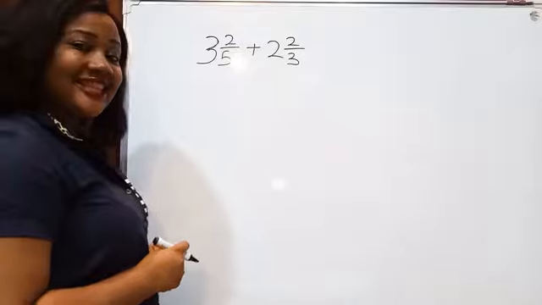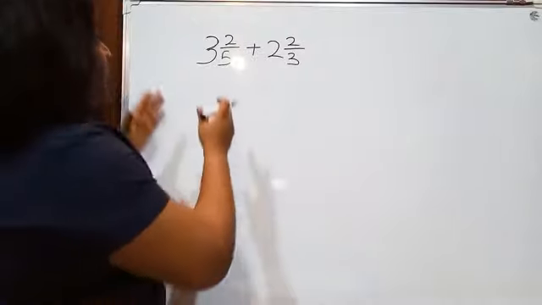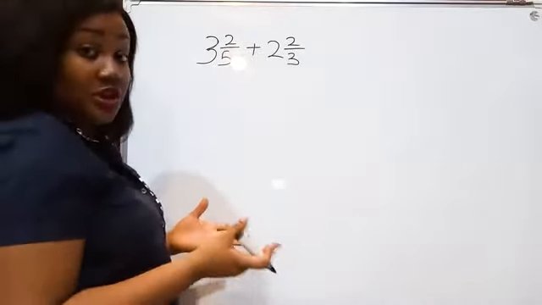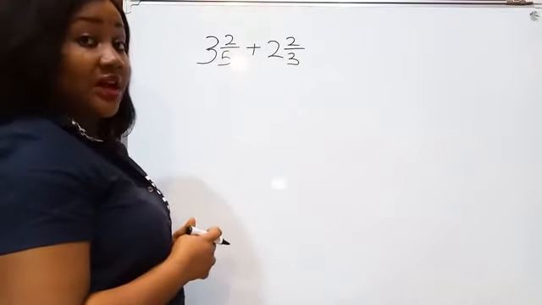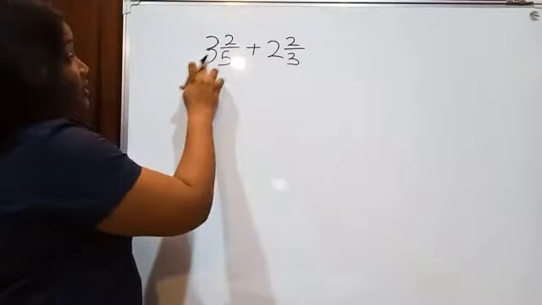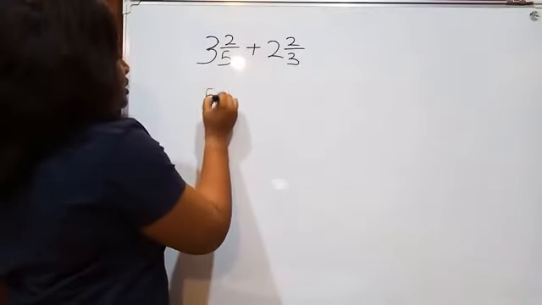So let's take a look at this example. Now we can try using the mixed fraction method, either of the two, but let me just use the mixed fraction. Let me work with the mixed fraction as it is. So you have 3 plus 2, which gives us 5.